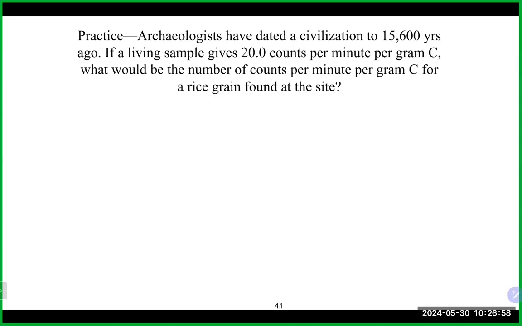All right, so they dated a civilization to 15,600 years ago. If a living sample gives 20 counts per minute per gram of carbon, what would be the number of counts per minute per gram of carbon for a rice grain that was found on the site? So see what you come up with. It is carbon, so perhaps the same half-life.